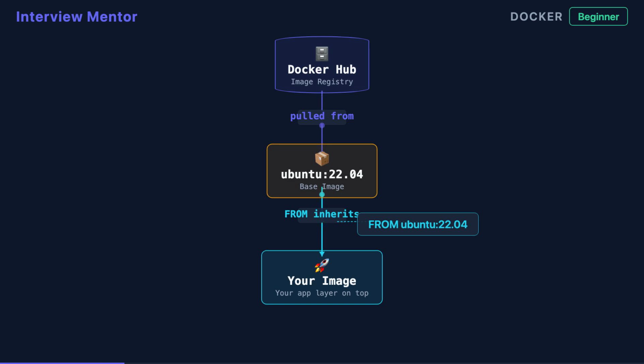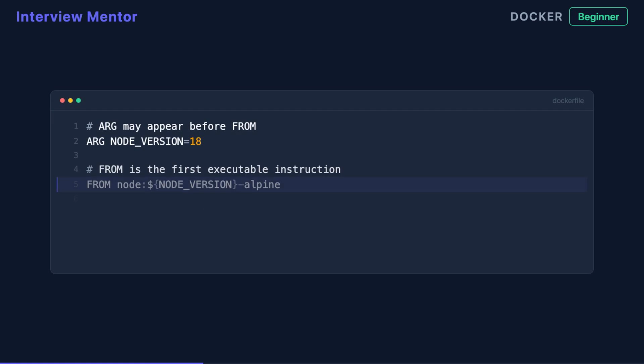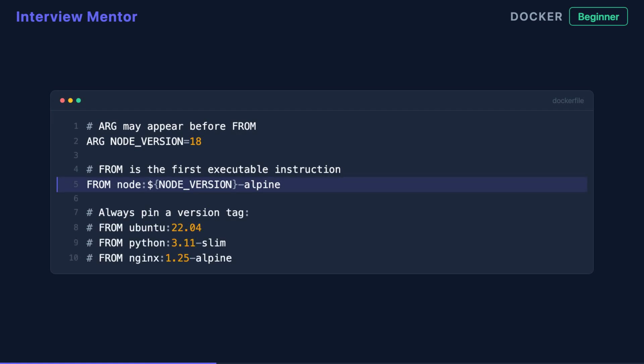If you write FROM ubuntu:22.04, you're starting with a full Ubuntu Linux environment. If you write FROM node:18, you get Node.js and all its dependencies already baked in. FROM must be the first executable instruction in any Dockerfile.